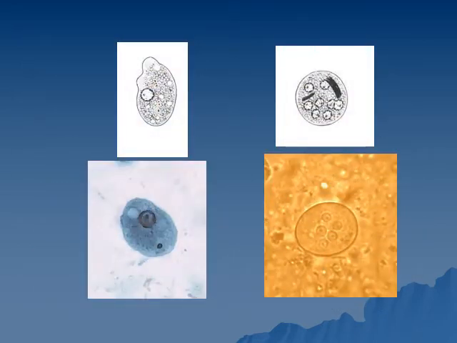This is the diagram of Entamoeba coli, and this is the slide showing the nucleus with coarse chromatin and the eccentric karyosome. Here is the cyst with sharp, long chromatoid bodies and nuclei which are similar to that of the trophozoite, and they are 8 in number.